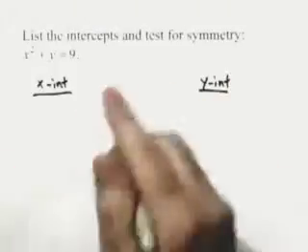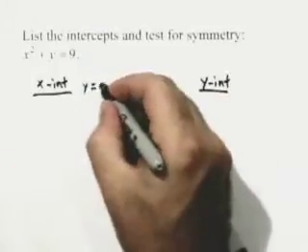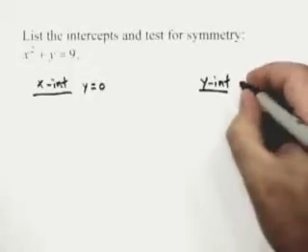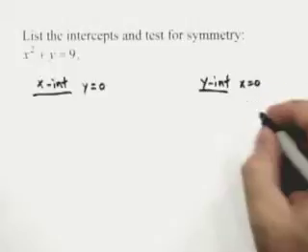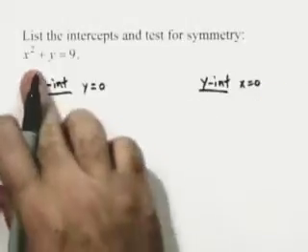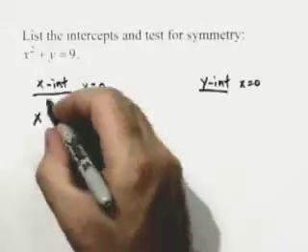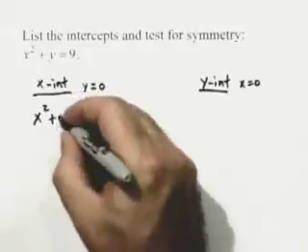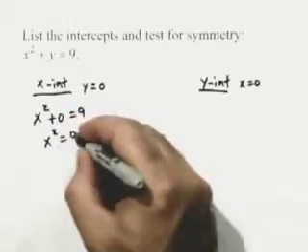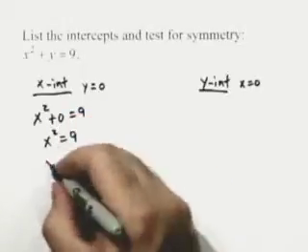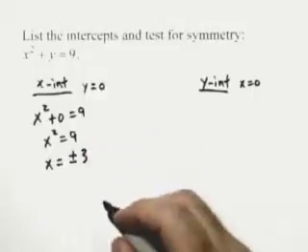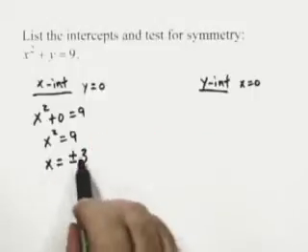To find x-intercepts, we'll set y equal to 0 and solve for x. To find y-intercepts, we'll set x equal to 0 and solve for y. To find the x-intercepts, we'll go ahead and put in y equal to 0 in our equation. We'll have x squared plus 0 equals 9, where x squared is equal to 9. Solving for x, we'll get x is equal to plus or minus 3. So the x-intercepts are plus or minus 3.